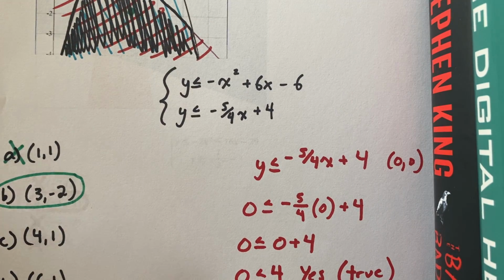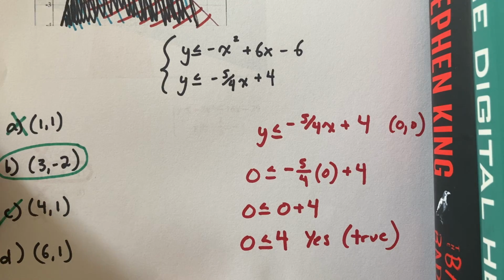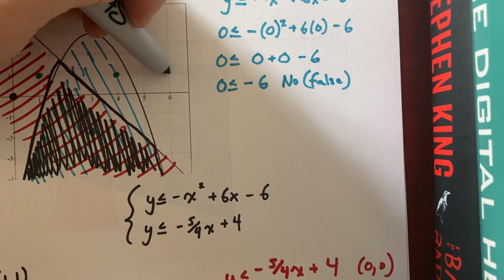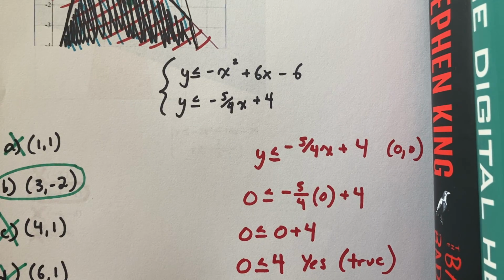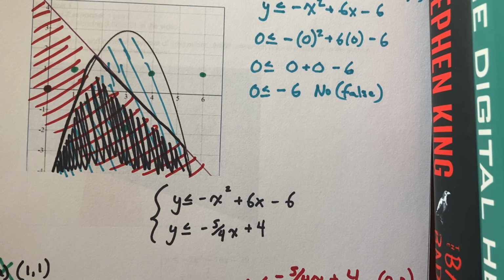Let's go and check the other ones. (4, 1). (4, 1) is up here, so not in my shaded area, so cross that one off. And then (6, 1). (6, 1) is right here, also not in that dark shaded area. So the answer is (3, -2). If you look on Google Classroom, we've also shared a helpful guide that is going to help you with this shading a little bit more if you are still struggling with that.